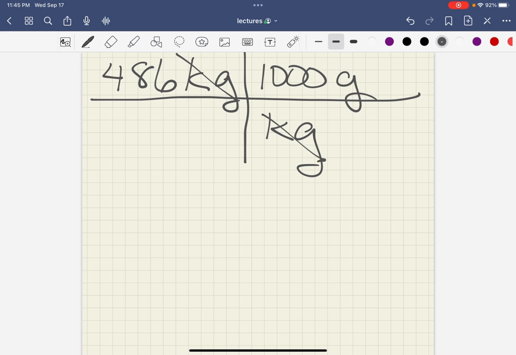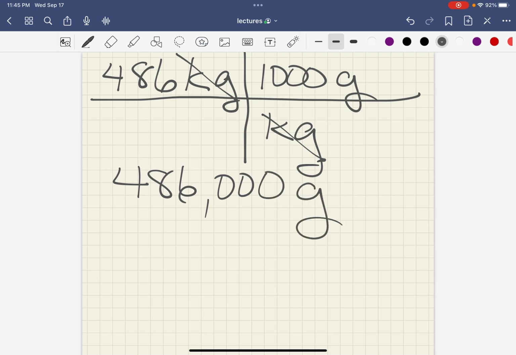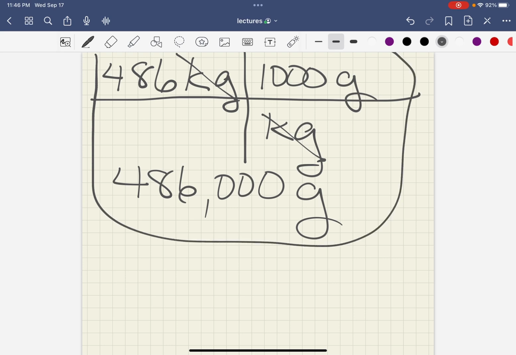And 486 times 1,000 is just 486,000. And remember, don't forget the units. I'm not super picky about units, except on unit conversion problems. They have to be present on unit conversion problems.